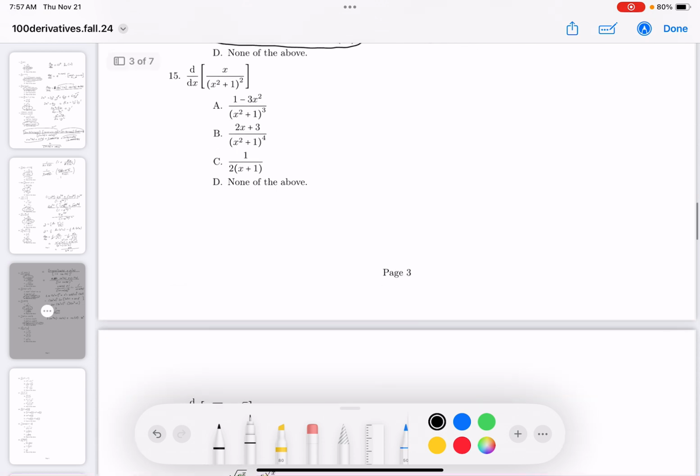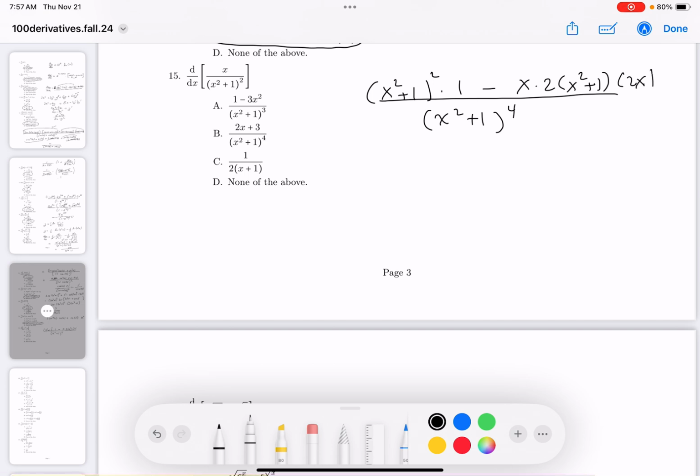All right, go to 15. 15, quotient rule. Doesn't look too bad. I got x squared plus 1 to the 4th power, x squared plus 1 squared, times 1 minus x times the derivative of the bottom, which is 2, x squared plus 1 to the 1st power, and the derivative of the inside is going to be 2x. All right, I don't see that answer there. I'm going to factor it. The bottom is x squared plus 1 to the 4th power. On top, what do you see? I see an x squared plus 1 coming out, and we're left with x squared plus 1 minus, well, it's going to be a little tricky over here. I pulled this out, and we're left over there. I got to be really careful with this.